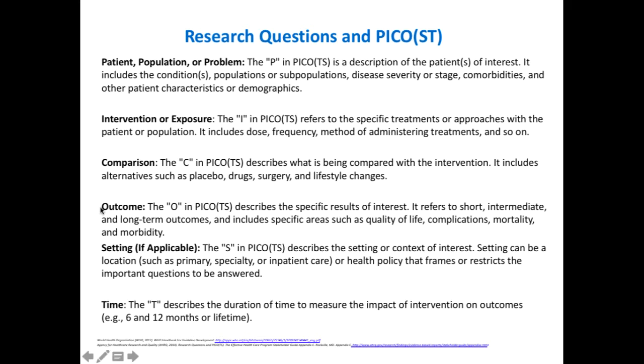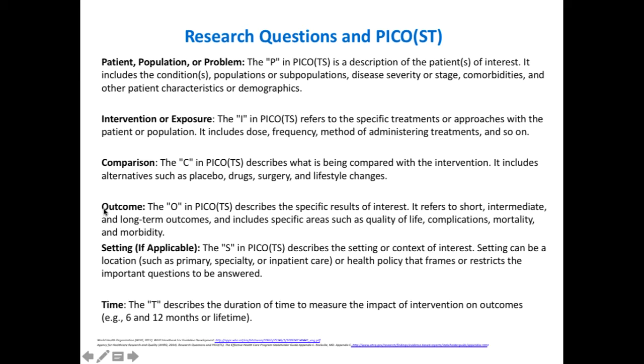O in PICOS stands for outcomes. The outcomes describe the specific results of interest. We are comparing the outcomes in terms of short, intermediate, and long-term outcomes, and it includes areas such as both cost and effectiveness in terms of quality of life, complications, mortality, and morbidity, in terms of number of inpatient and outpatient, etc. So you are comparing the outcomes with intervention and without intervention, or with the comparison group.